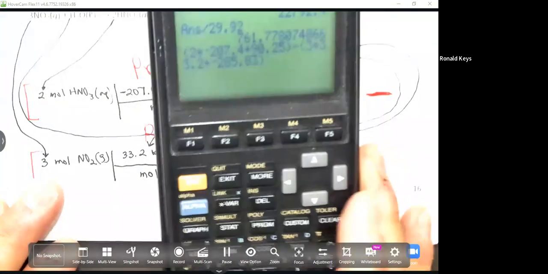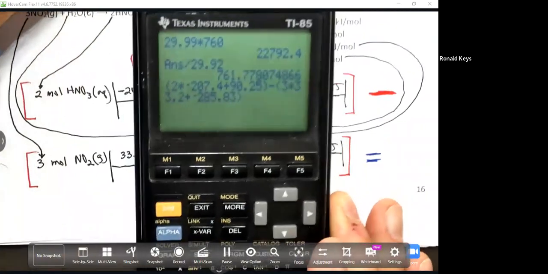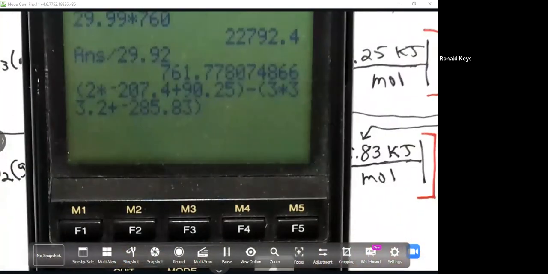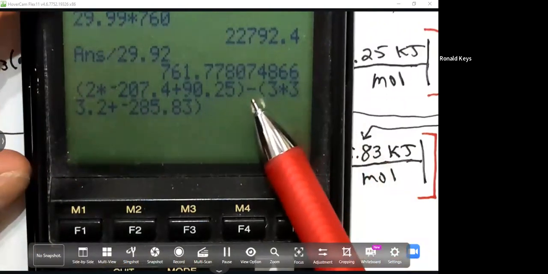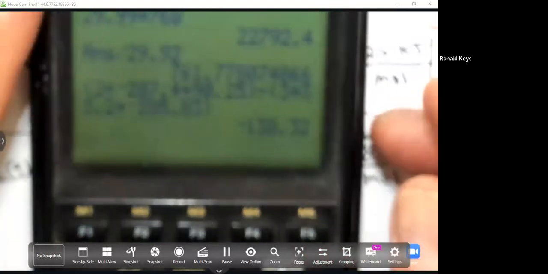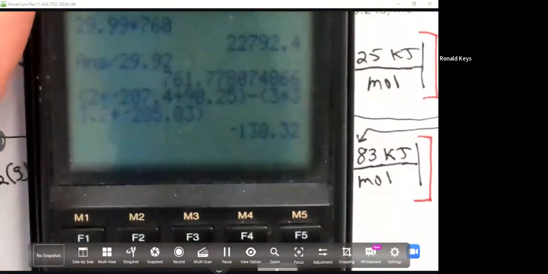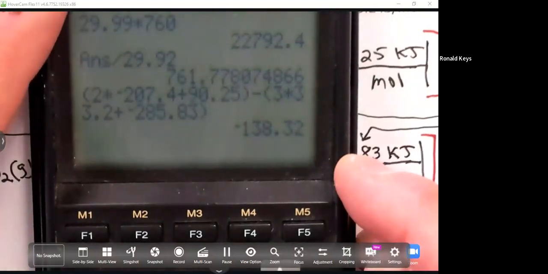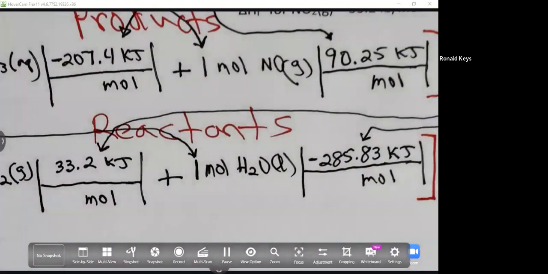And I did put the parentheses in there where I had my brackets. I have my minus sign right there. See? That is correct. It's not focus, it's reflecting. -138.32, anybody? Yeah. Should be right.